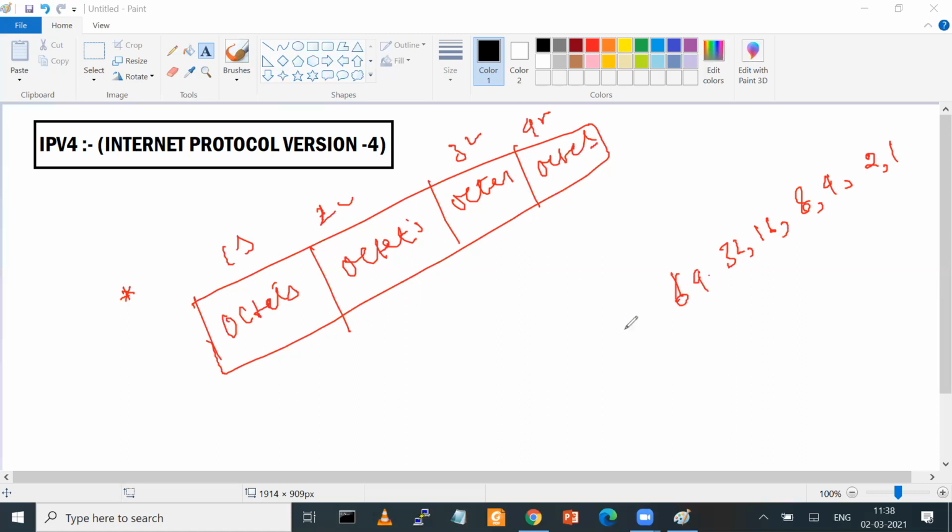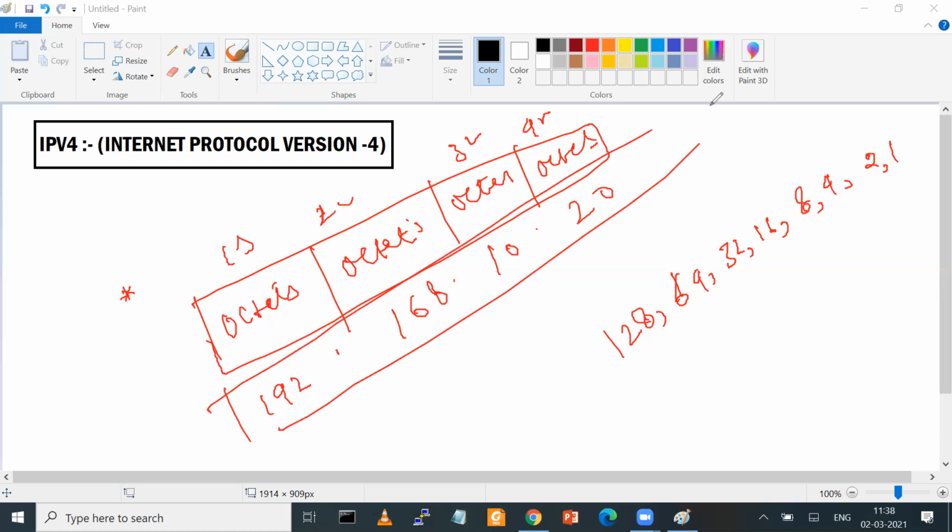64 and 128. Let's say I gave you a number again, 192.168.10.20. You have to convert it into binary. Guys, please convert it and see what answer you get. Then we'll move to the next.